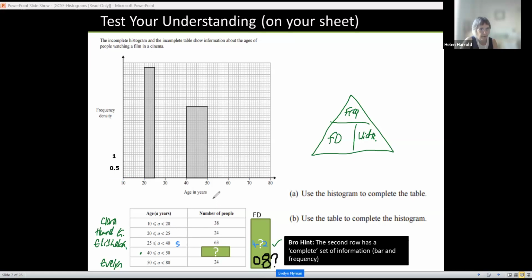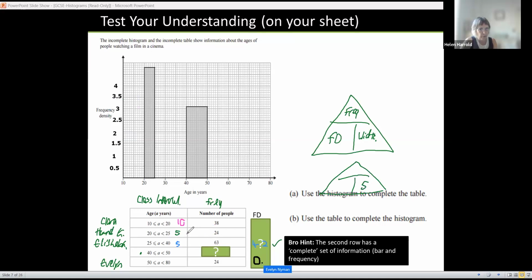Nope. So this is the frequency. This is the class interval, and this will tell us the class width. So what's the class width? The class width goes from 20 to 25. So how big's the class? It goes from 20 to 25, so it's actually going to be 5. So I'm just going to put it into this table here. We've now got the class width, which is 5.